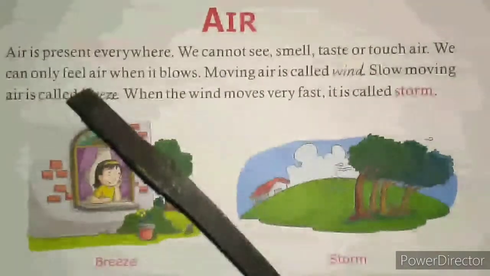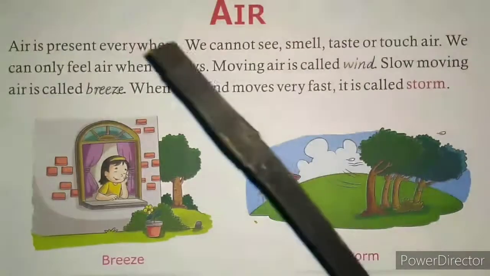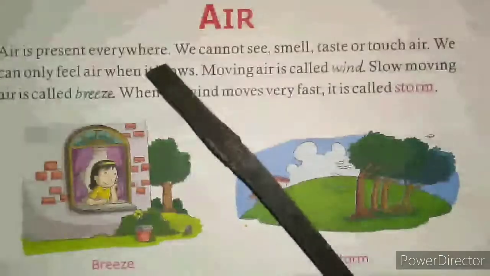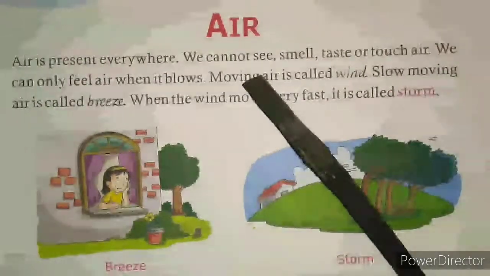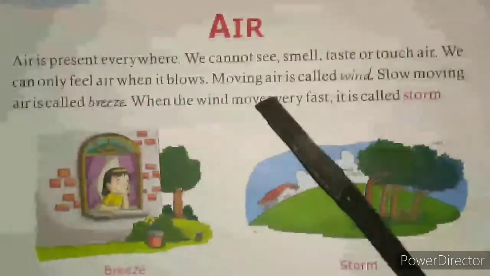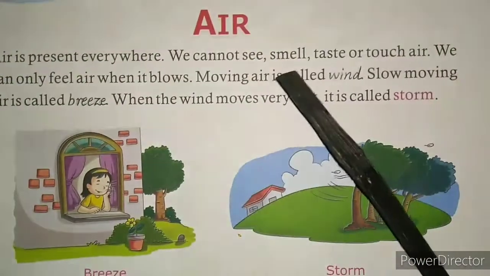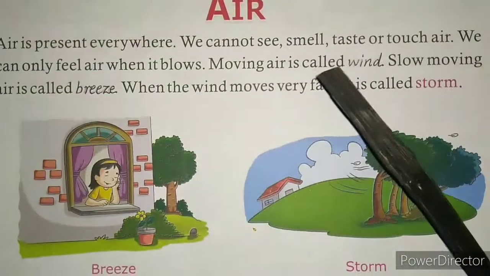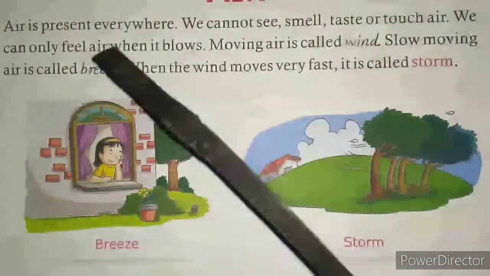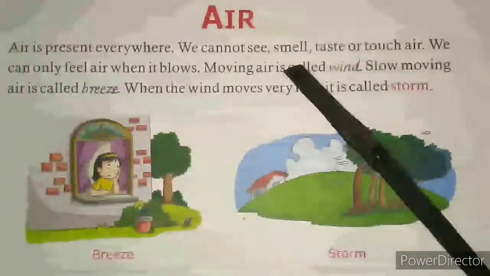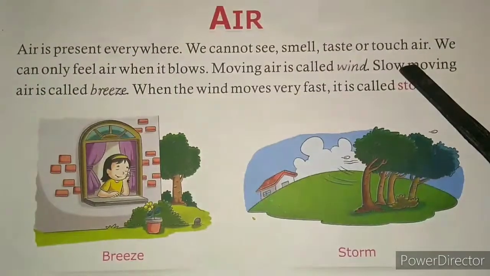Whether you are sitting in your room, or you are playing in the playground, or you are in the school, air is present everywhere. But we cannot see air. Can you see the air? Where you are sitting, there is also air, but you cannot see it. You cannot smell air unless it is very dirty or very good. And we cannot taste air or touch air. This is all about the air.